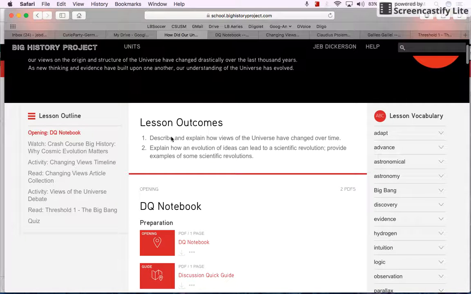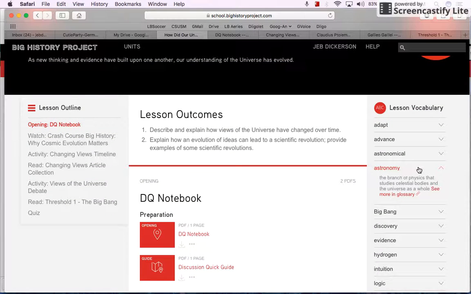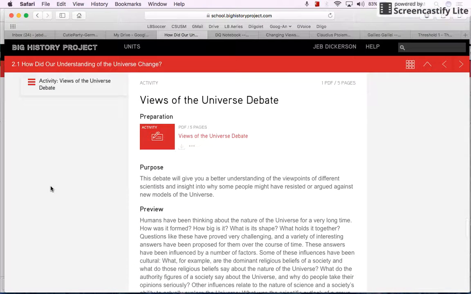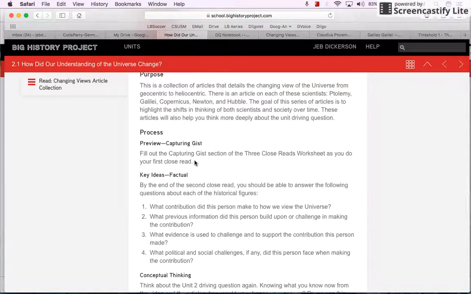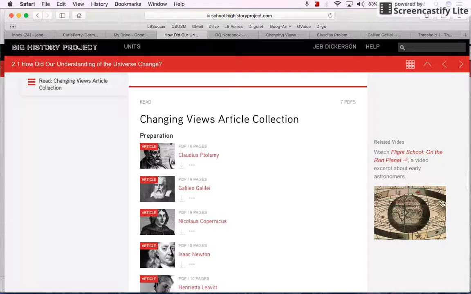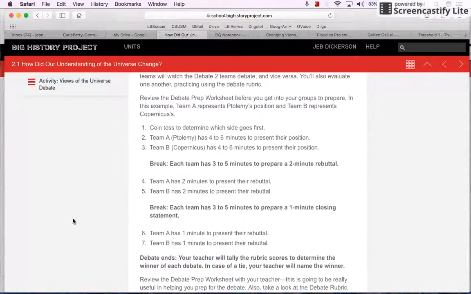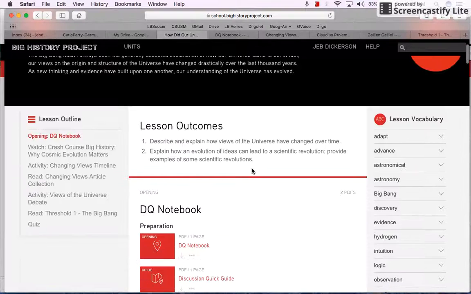And as always, I encourage you to look at the lesson outcomes. Take a look at the vocabulary along the right, expand some things, and get clear on words that you're not sure of. The lesson outline is along the left, so you can quickly move between different sections. Remember that along the right and left, oftentimes you'll find tips, learning tips, additional resources, etc. that could be useful.